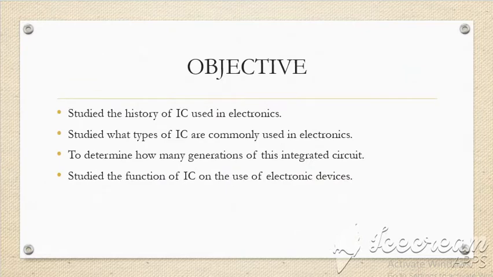The objective of this assignment is to study the history of IC that we use in electronics, to study what type of IC are commonly used in electronics, to determine how many generations of these integrated circuits, and to study the function of IC on the use of electronic devices.